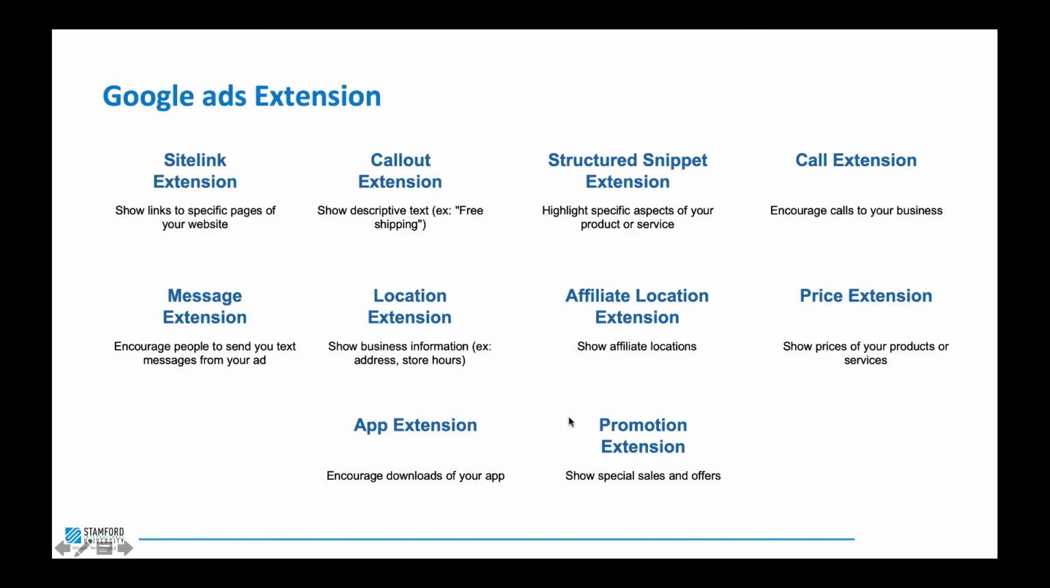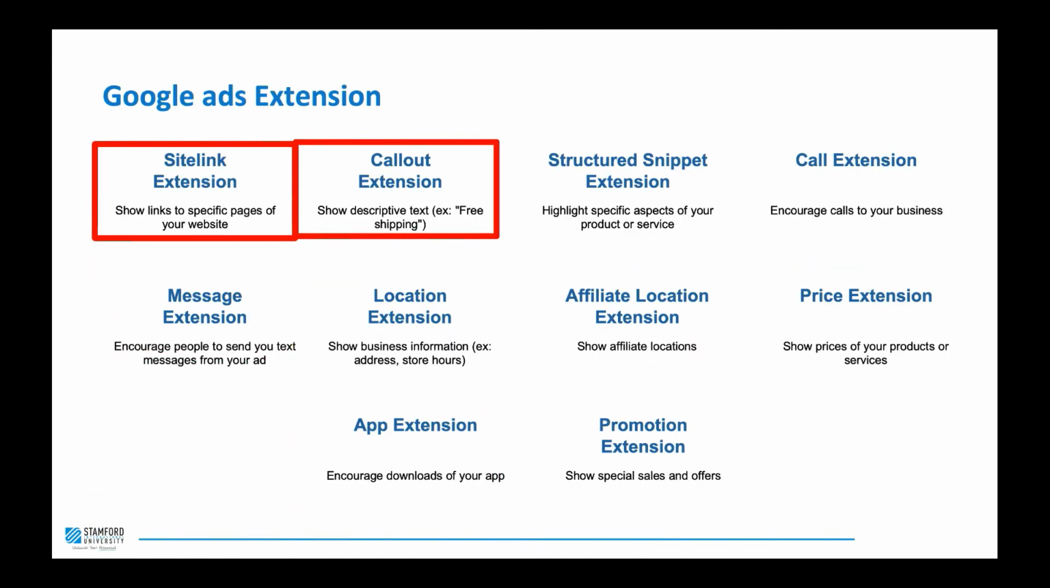Be very, very useful. The next are call out extensions. Okay, these are nice because it allows you to put a little bit extra text in there and put key things like free shipping as an example. And then the last one are structured snippet extensions. This allows you to highlight specific aspects of your product or service even further. All right? There's many, many more here. Try all of them, but these first 3 are the most important.